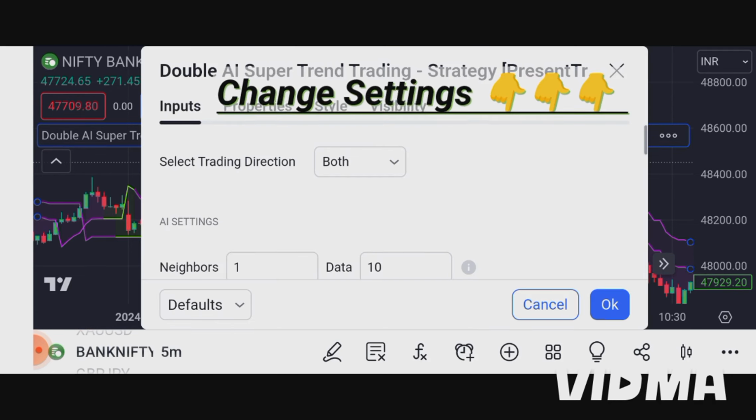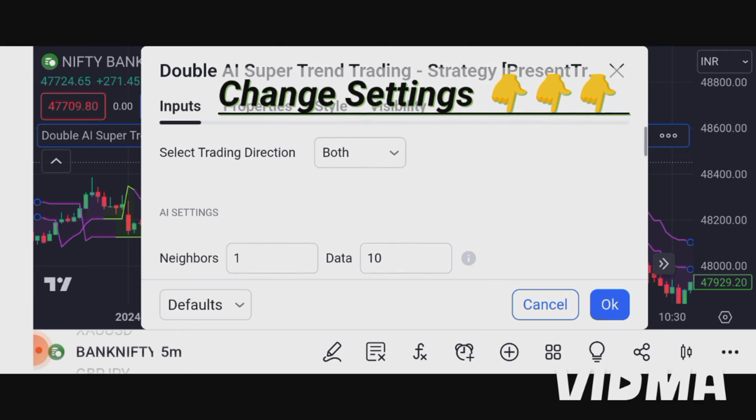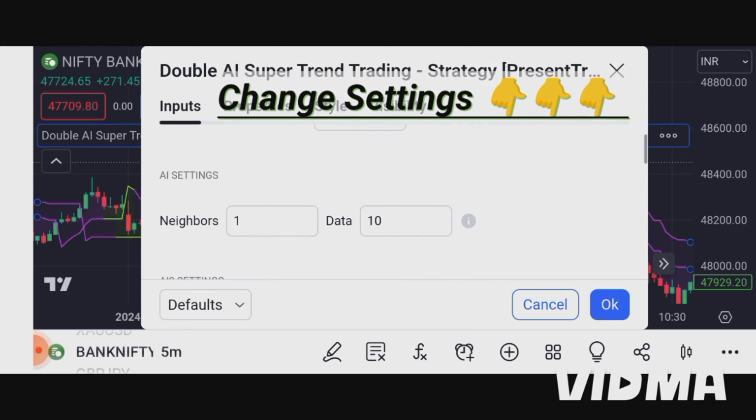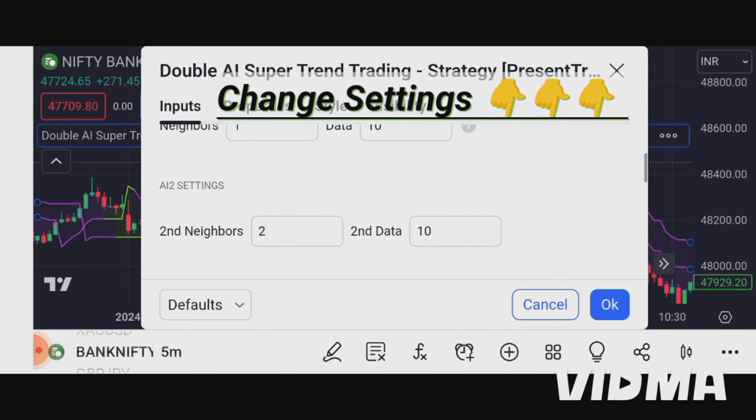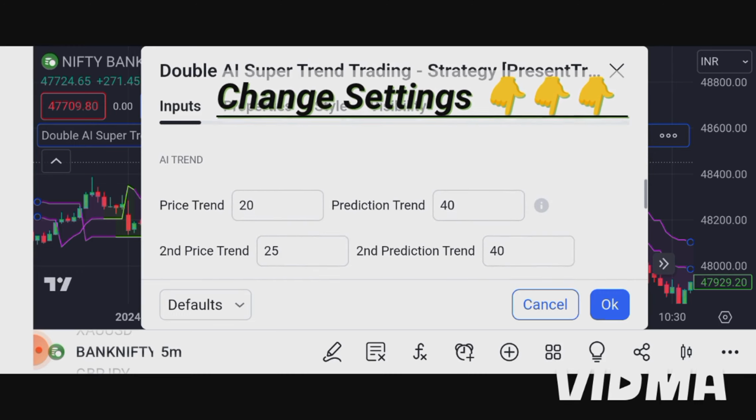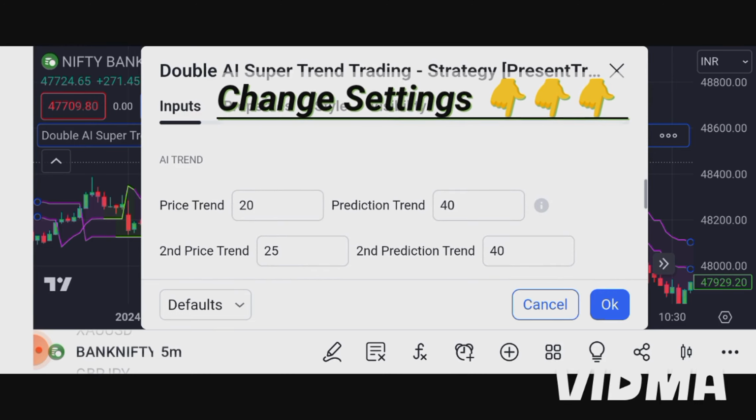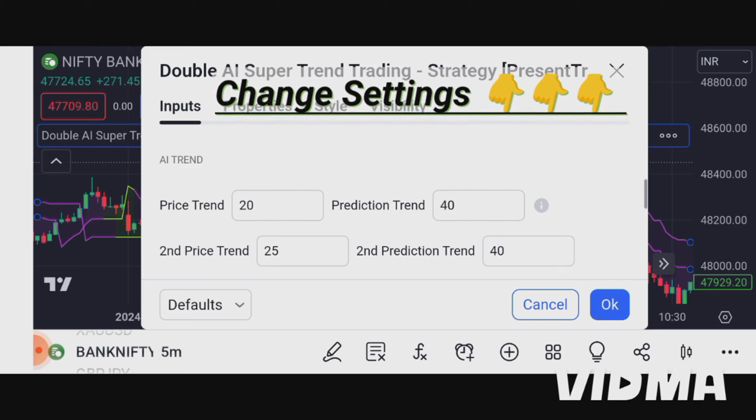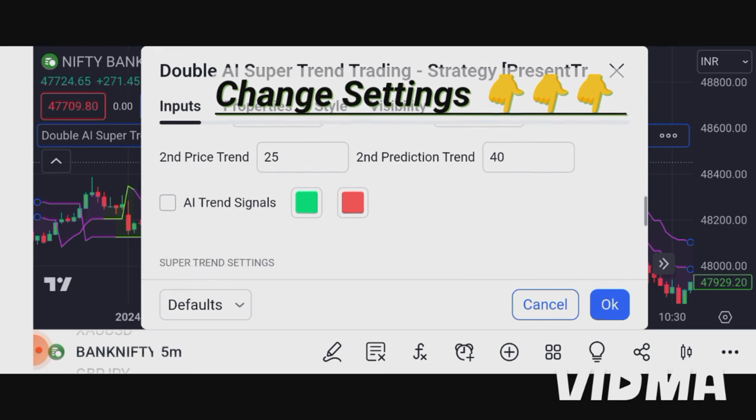First, select direction both, because we go for buy and sell both. For AI setting you select 1 and 10. AI2 setting is 2 and 10. AI trend should be price trend 20 and prediction trend 40. Second price trend 25, second prediction trend 40. AI trend signal should be disabled.